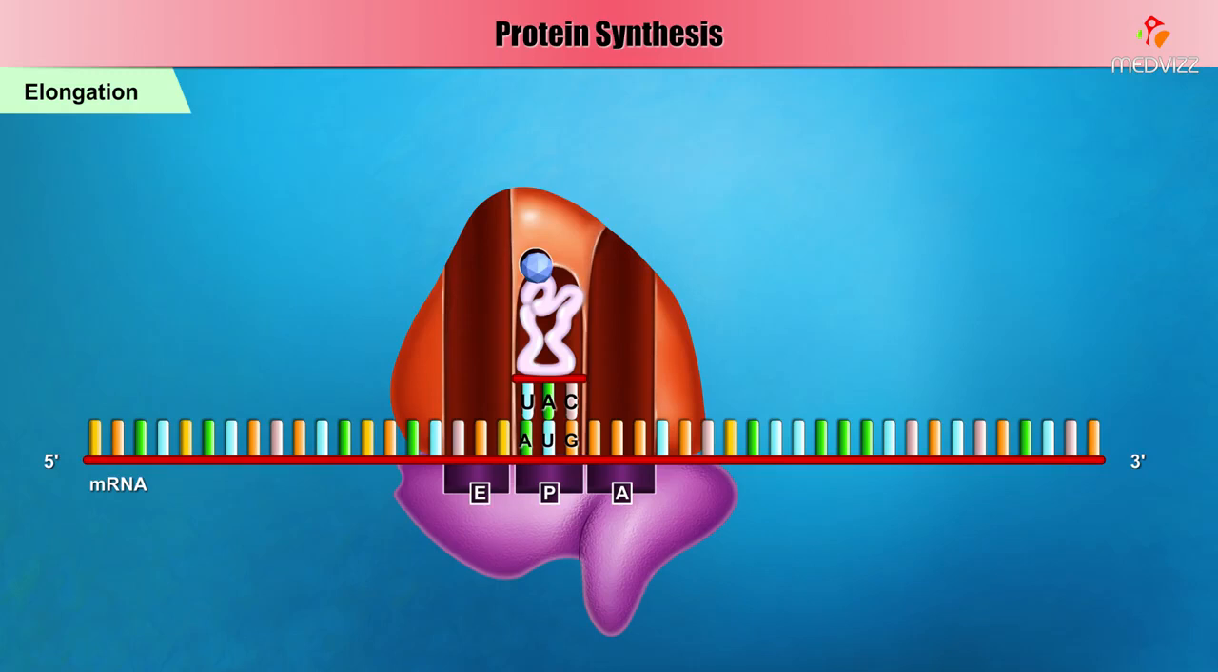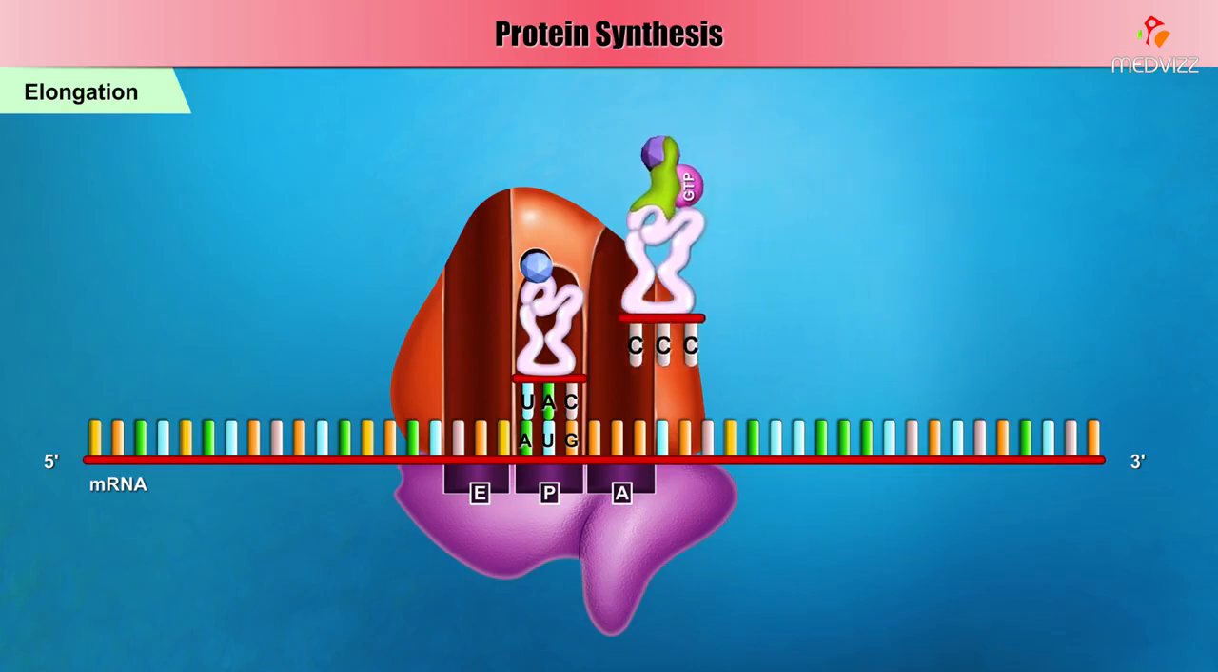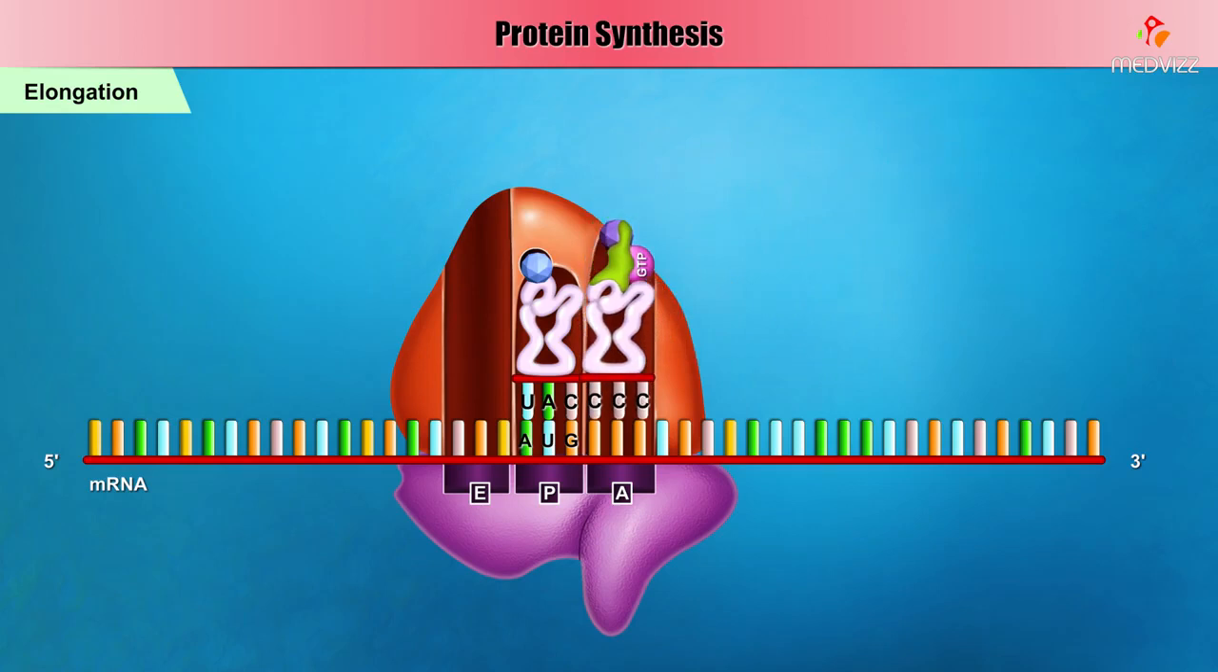Elongation involves the repetition of three steps. First, an elongation factor called EF-Tu, associated with GTP, binds to free charged aminoacyl tRNAs. This complex enters the A or acceptor site. Correct selection of the tRNA complex depends mainly on codon-anticodon pairing. In this example, the anticodon CCC pairs with a GGG codon. The tRNA carries the amino acid glycine.